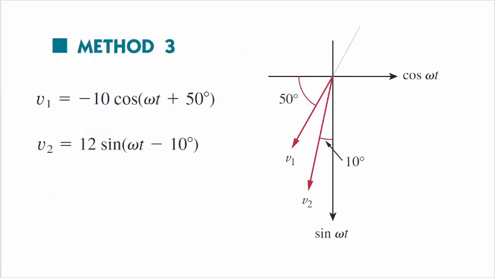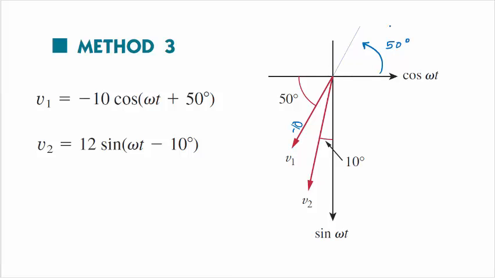So method 3 is the graphical approach, using cosine on the horizontal axis and sine on the downward pointing vertical axis. I'll go through how I think through it. V1 is minus 10 cosine of something plus 50. Plus 50 always means to go clockwise. So I go plus 50 degrees right here because 50 is clockwise. And I say the amplitude is 10. Oops, no, it's minus 10. So I just go in the opposite direction, and that's at minus 10. So here is my first signal, V1.